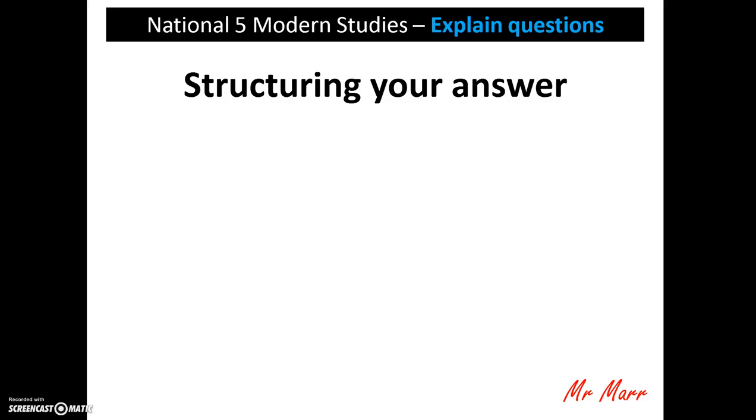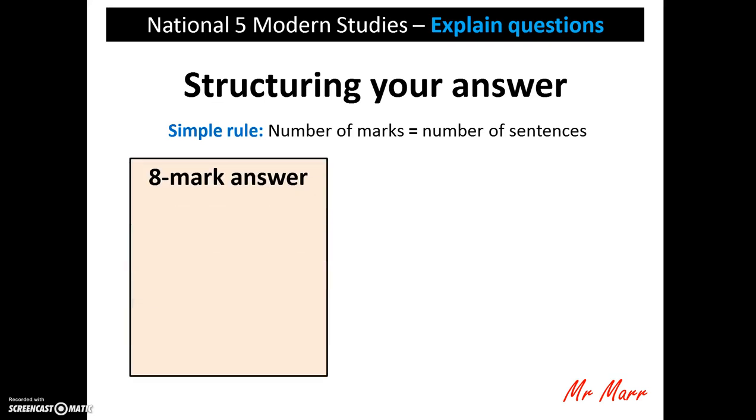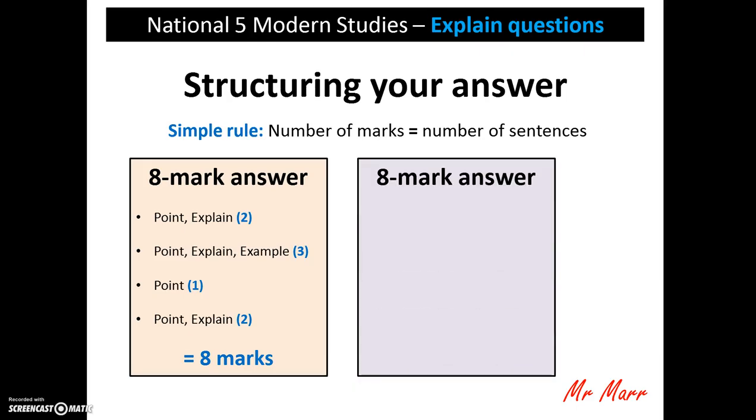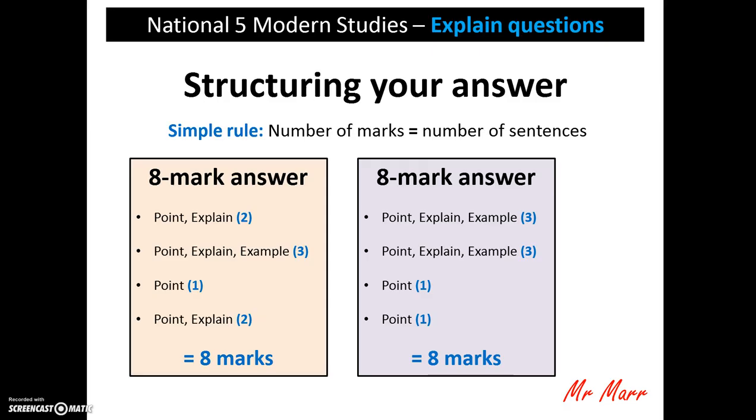In terms of structuring your answer, this is how you may well wish to do it. The simple rule is this: the number of marks the answer is worth is the number of sentences that you should write. So, in an 8-mark answer, you could do the following: point, explain, example, point, explain. This equals 8 marks. However, an equally acceptable approach would be this: point, explain, example, point, point. Again, this gives us our 8 marks. Remember, 8 marks equals 8 sentences, 6 marks is 6 sentences, and 4 marks is 4 sentences, and this can allow you to get the maximum marks available.